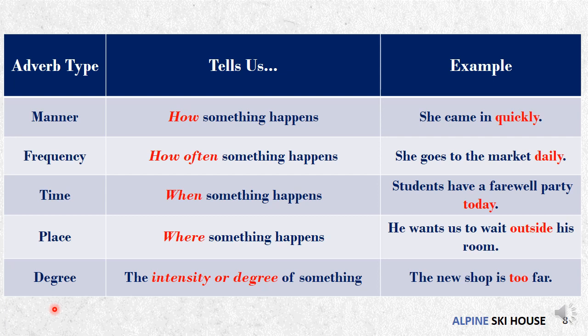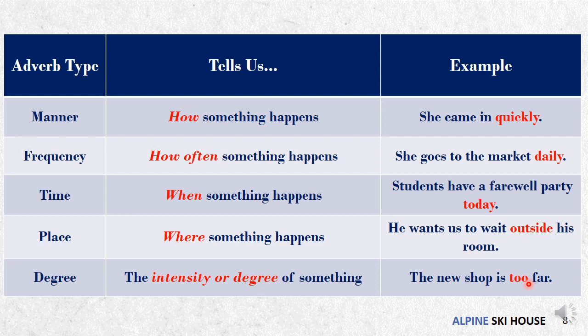The last one, adverb type of degree. It tells us the intensity or degree of something. It will show us what intensity level, what degree something has happened. The example clearly illustrates this. The new shop is too far. He's telling us the shop is not near, it's too far, I cannot go there. So it is telling the distance, the intensity. Here it is, I cannot go there because it's too far. So here the degree or the intensity of something is told.